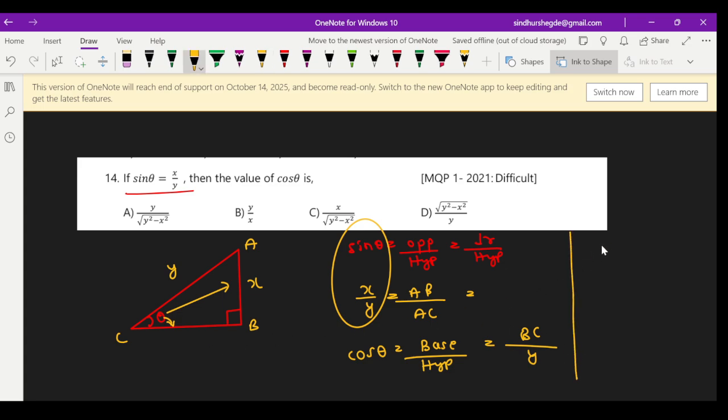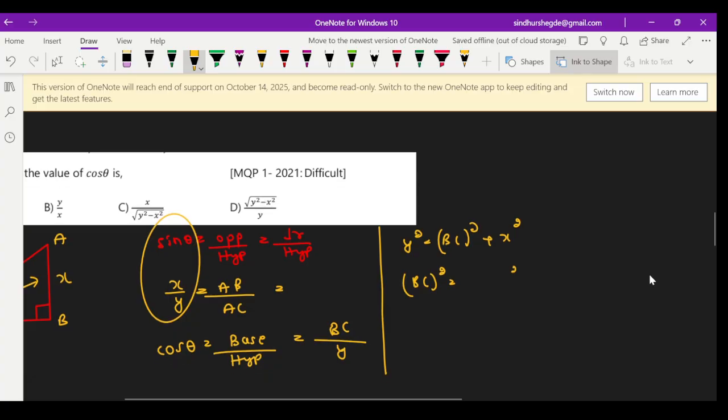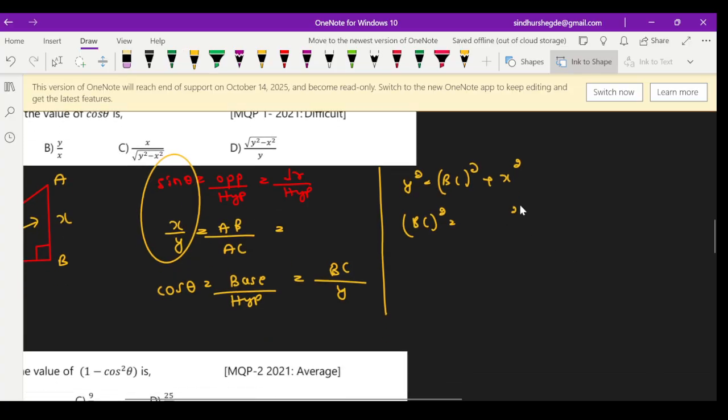Right? So using Pythagoras theorem, it says that y square is equal to BC square plus x square. So y is equal to under the root of BC square plus x square, or else sorry, we want BC square, right? So BC square is very simple. BC square is nothing but y square minus x square. So BC is equal to under the square root of y square minus x square.